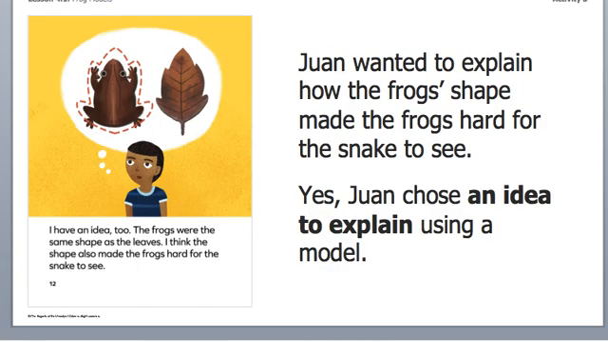So remember, Juan wanted to explain how the frog's shape made the frogs hard for the snake to see. He said, I have an idea too. The frogs were the same shape as the leaves. I think the shape also made the frogs hard for the snake to see. So, Juan chose an idea to explain using a model. He chose the idea of the frog's shape, and then his model showed his thinking by creating a model of frogs that were the same shape as the leaves. So we would give him a check in the first box on the modeling checklist.